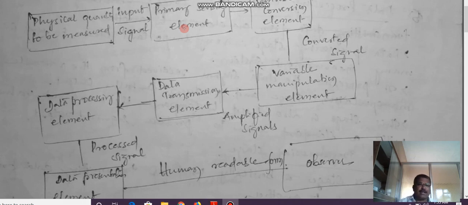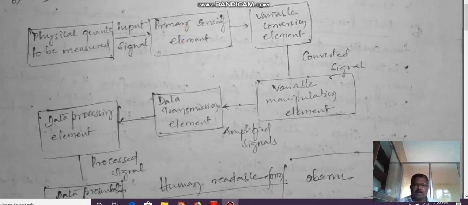The next, the second stage, is the variable conversion element. Here in this variable conversion element, it is used only if it is necessary, otherwise the signal can be shifted to the next stage. In the conversion stage, the output of the primary sensing element is converted to a more suitable form, so it is used only if necessary.